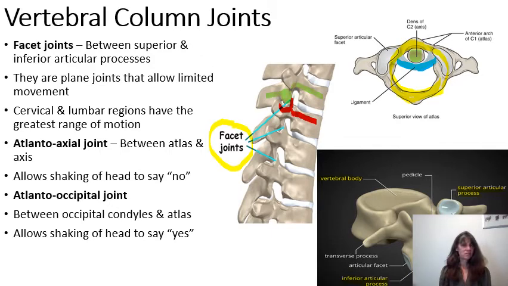So here's rotation at the atlantoaxial joint. 50% of rotation occurs between atlas and axis. The rest of it is taken up by the rest of the cervical spine, which will join in the motion to add for an additional range of motion.